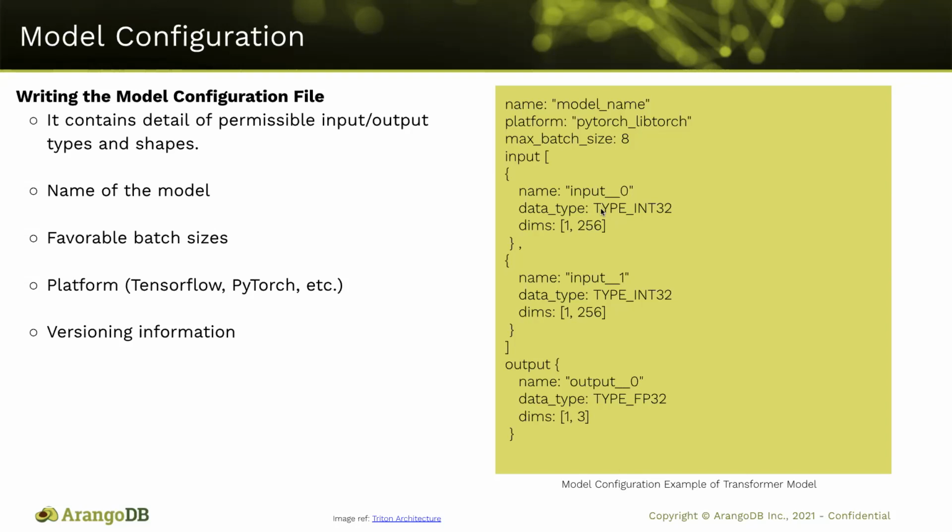On the right-hand side, you can see a typical configuration file from a Hugging Face transformer model, which is expecting two inputs for inference of these dimensions, and it will output the embeddings or the predictions with this output dimension. So these kinds of requirements about the models, like what kind of input it should accept and what kind of output it should give, we give beforehand to the Triton server.